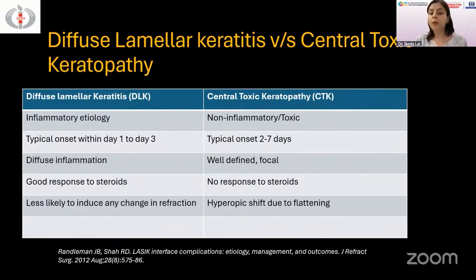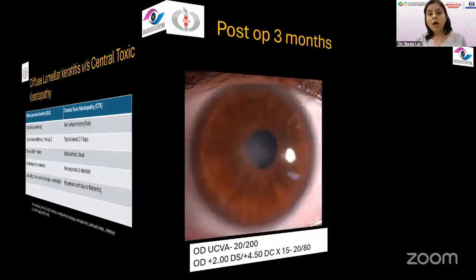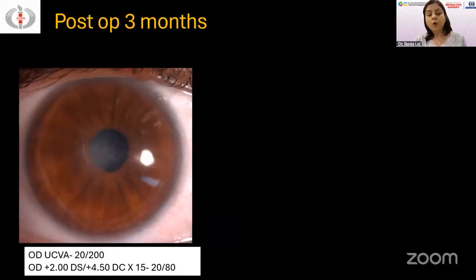It's already been a month, and DLK usually responds very early. And there is literature to suggest that there is overlap between stage 4 DLK and CTK, and might be a similar kind of etiology as well. So we did not stop the steroids, but we gradually did taper down both the topical as well as the oral prednisolone. Now, finally, at 3 months follow-up, here we can see that the scarring has significantly come down. There's this one temporal striae, which we can see here, which is persisting.